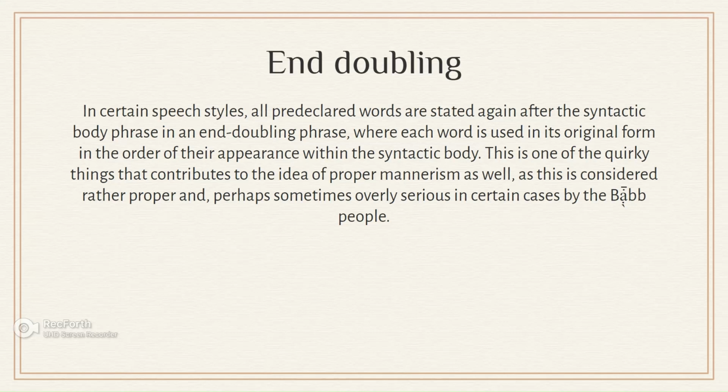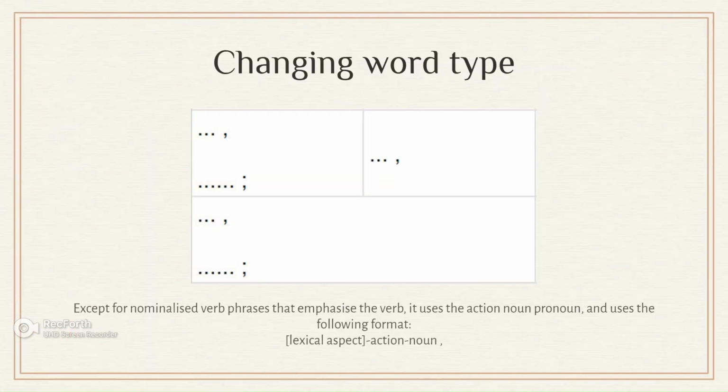In doubling, in certain speech styles, all pre-declared words are stated again after the syntactic body phrase in an n-doubling phrase, where each word is used in its original form in the order of their appearance within the syntactic body. This is one of the quirky things that contributes to the idea of proper mannerism. It is considered rather proper and perhaps sometimes overly serious in certain cases by the Bab people if you use n-doubling. But do note of when you can actually use it.